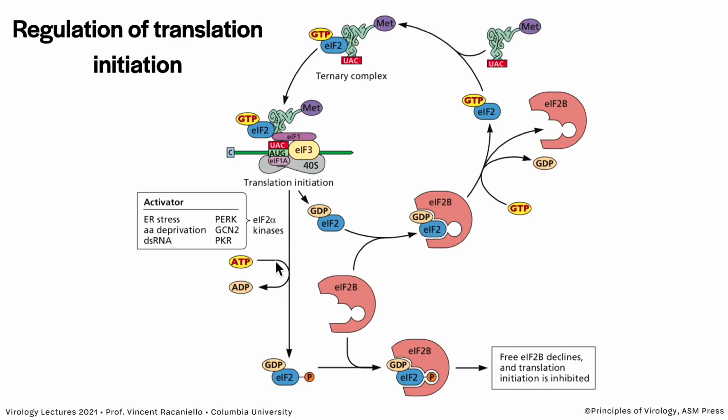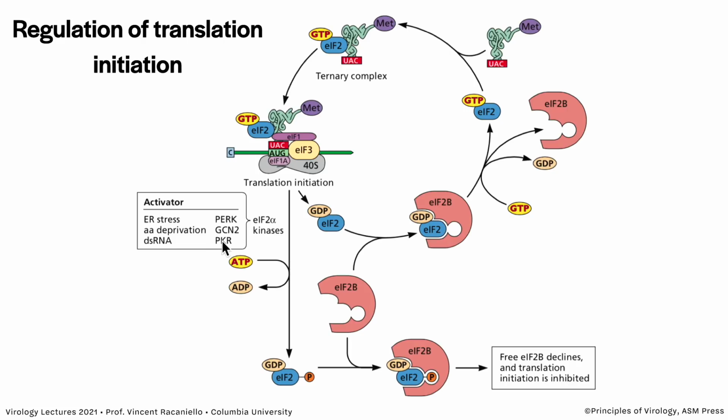This step is highly regulated by a number of protein kinases. These are enzymes that put phosphates on other proteins, and there are three of them here. They're called PERK, GCN2, and double-stranded RNA-activated kinase. These are cellular protein kinases. They're actually called eIF2 alpha kinases because they're going to phosphorylate the alpha subunit of this protein eIF2. They're activated by stress, basically. So ER stress. What is ER stress? Well, when you make a lot of viral glycoproteins in the ER, the cell gets stressed. It doesn't like that. And it responds by activating PERK, which will shut down translation.